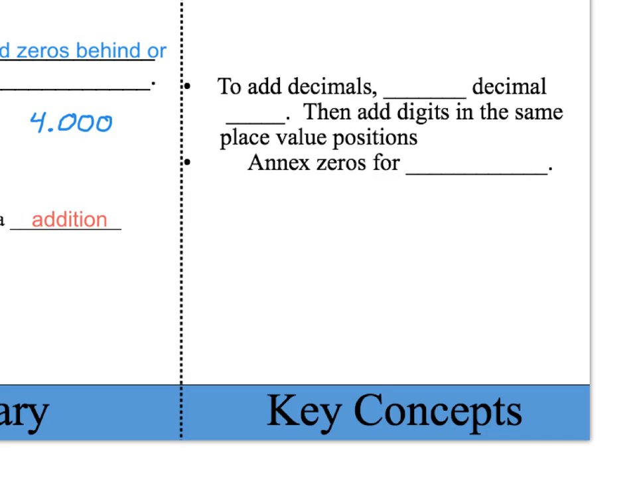So to add decimals, line up decimal points. Then add digits in the same place value positions. So what that means is that if I have these two numbers and I wanted to add these two decimals, I need to line up the decimal points. Notice right now the red decimal point is not lined up with the blue decimal point. So if I keep moving my numbers over, here they are finally lined up. So now I can add these numbers because the decimal points are lined up.